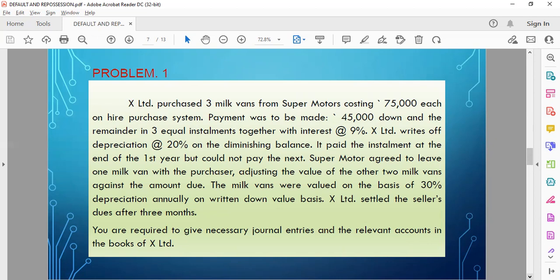X Limited writes off depreciation at 20% on the diminishing balance. It paid the installment at the end of the first year, but could not pay the next. Super Motors agreed to leave one milk van with the purchaser.